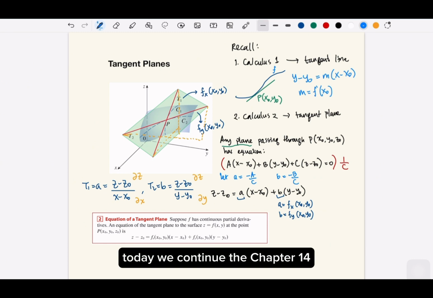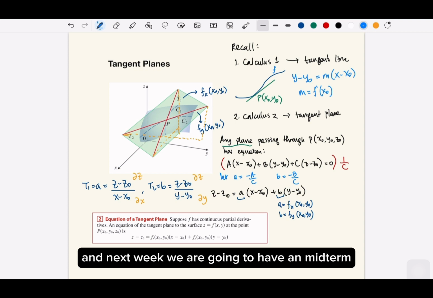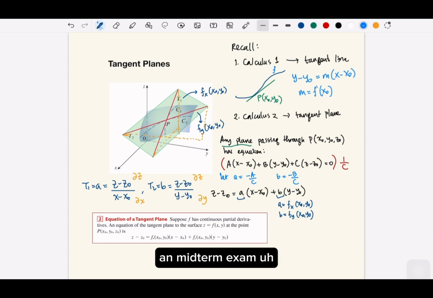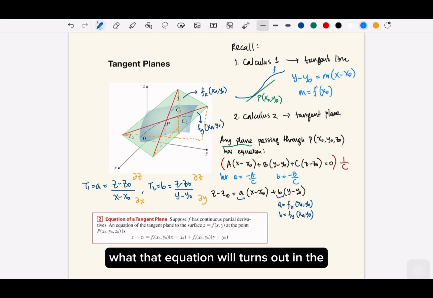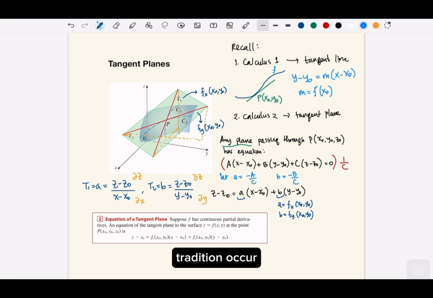Today we continue chapter 14, which is partial derivatives, and next week we are going to have the midterm exam on Friday. The topics will be chapters 10, 11, and 12, but for 12 only the last part, the quadratic surfaces. Sometimes we need to sketch and draw, or we have an equation and need to know what that equation turns out to be as a three-dimensional surface.